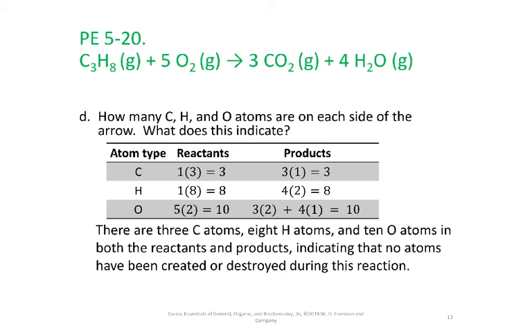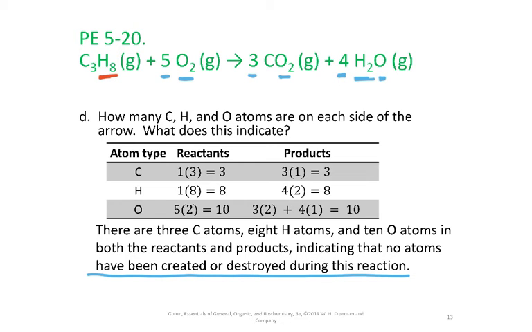And hydrogen, right? We have one molecule with 8 hydrogens. It turns into 4 molecules, each with 2 hydrogens, which gives us the same amount. And oxygen, we have 5 molecules with 2 oxygens each, turns into 3 molecules with 2 and 4 molecules with 1. So all in all combines to 10. Everything has to be accounted for, indicating that no atoms have been created nor destroyed during this reaction.